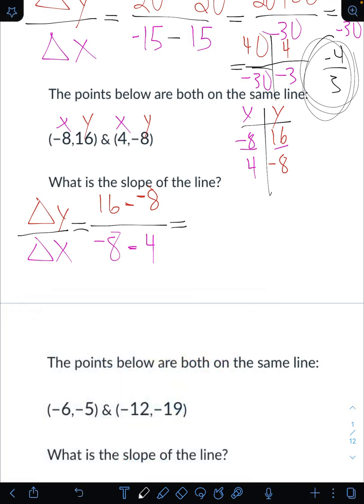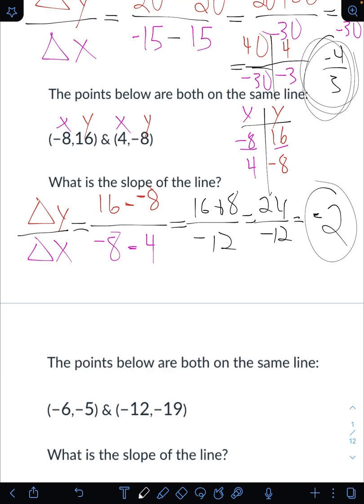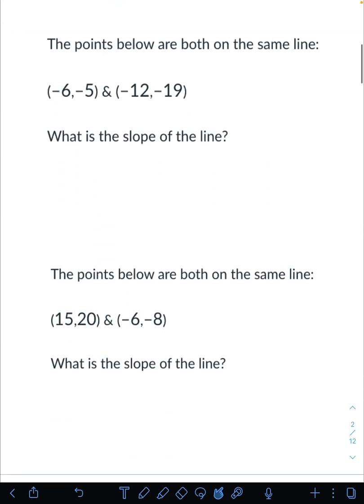Okay, so 16 minus negative 8 is the same as 16 plus 8. Negative 8 minus 4 is negative 12. 16 plus 8 is 24 over negative 12. Oh, 24 over 12? 24 divided by 12, that's just 2. So our slope here is going to be negative 2. There we go. Let's do another one.